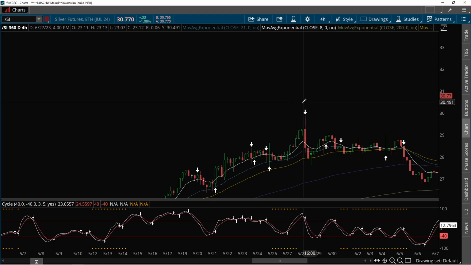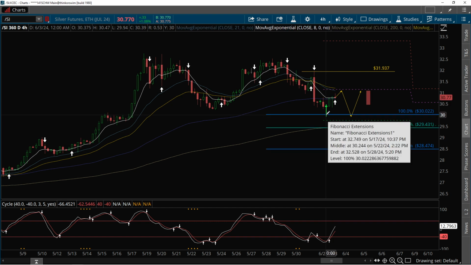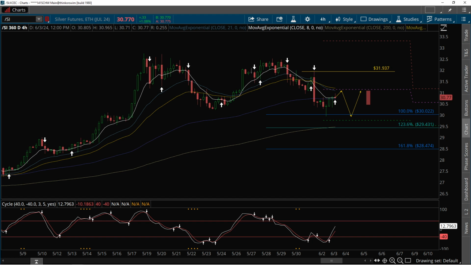4 hour. Yeah, you don't even have a close above the 8 yet to even take this potential buy, right? You could be super aggressive by the 100, but nothing to do on silver. Let's go to CAD.